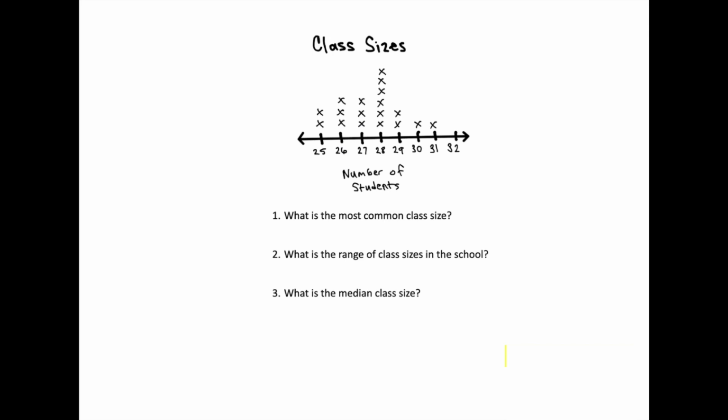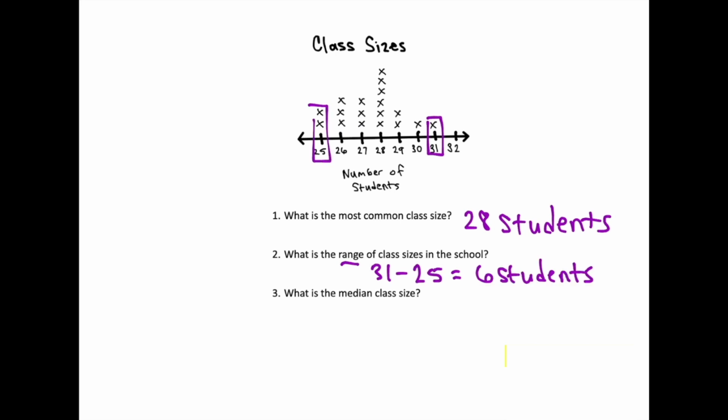What is the most common class size? As you can see on the line graph, 28 has the most X's. So therefore, the most common class size is 28 students. The next question asks about range. Range is the largest minus the smallest. Our largest class size is 31, and our smallest class size is 25. So our range is 6 students.